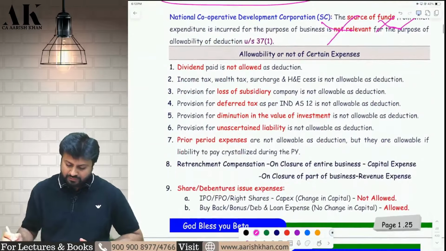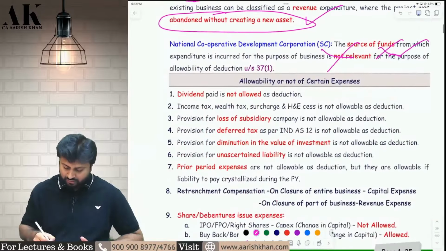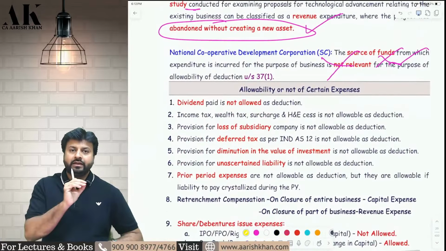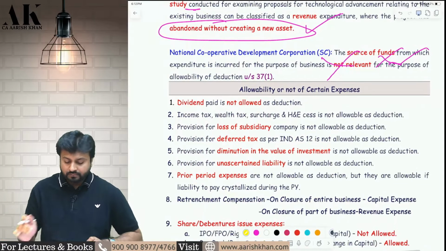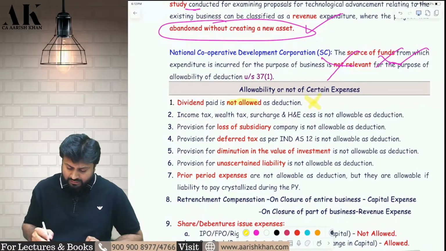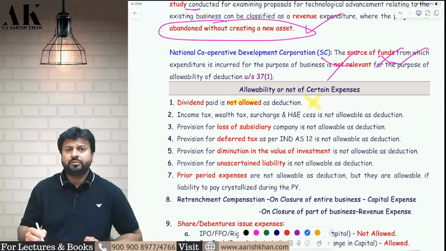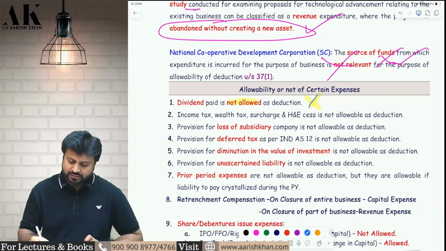Now, after that, I have put some more expenses over here, which will be very important for you all in examination. It will be in the form of adjustments in your sums. Like dividend. Dividend is not allowed as deduction. Obviously, dividend is an appropriation of profit. It is not an expense, not allowed as deduction.